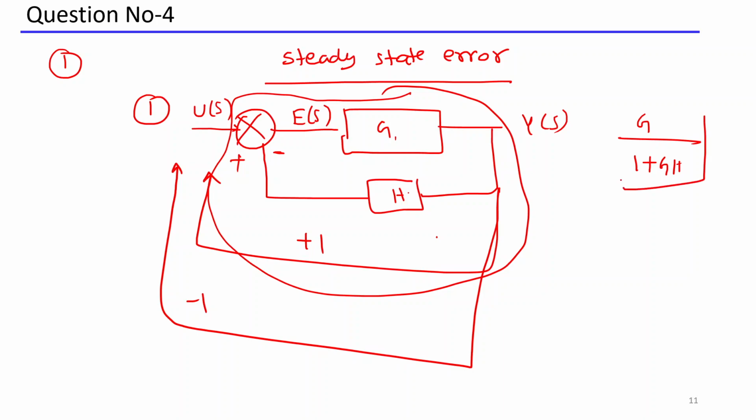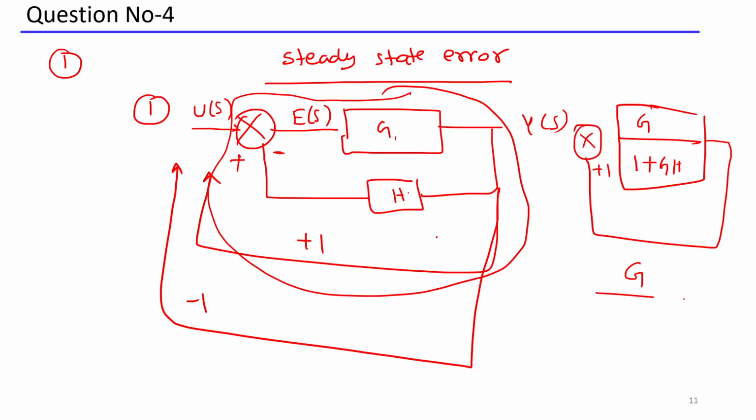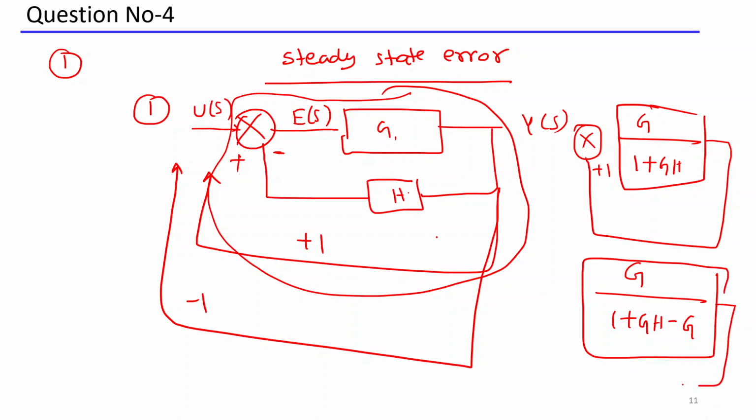Then what is remaining? One positive feedback is there. For positive feedback, how do you write the transfer function? G divided by 1 plus GH, minus G. This is the positive feedback system, and one negative feedback, minus 1, is there already. So now this is the open loop transfer function for finding the steady state error. You got my point, sir?